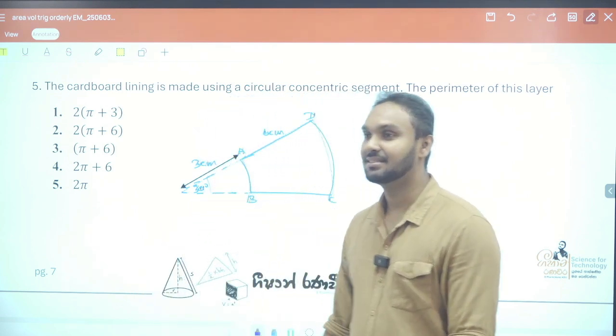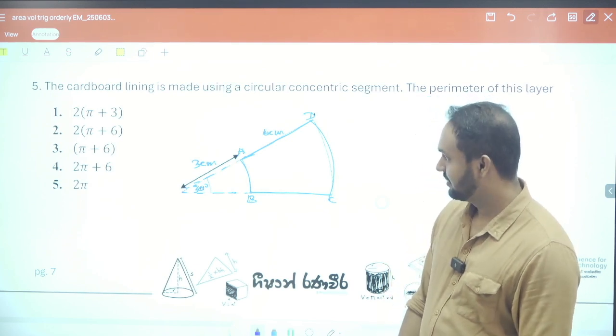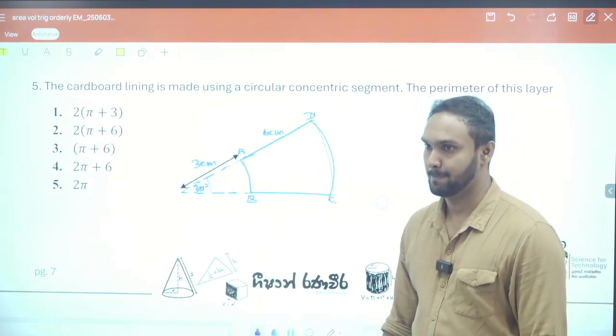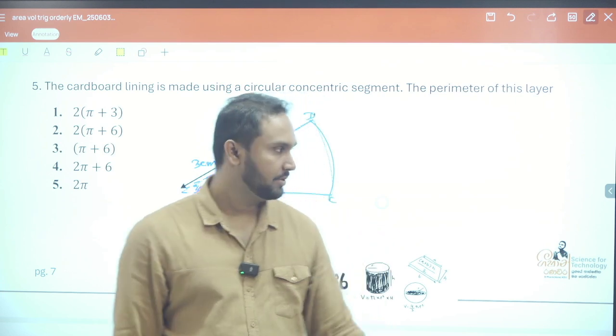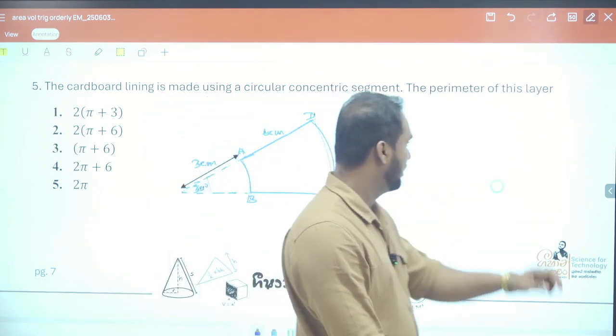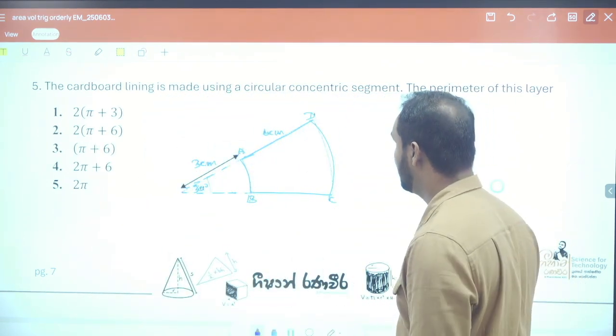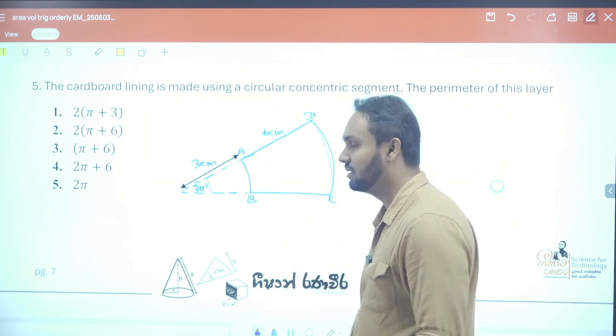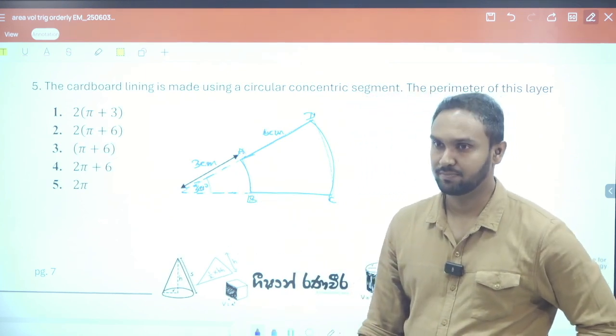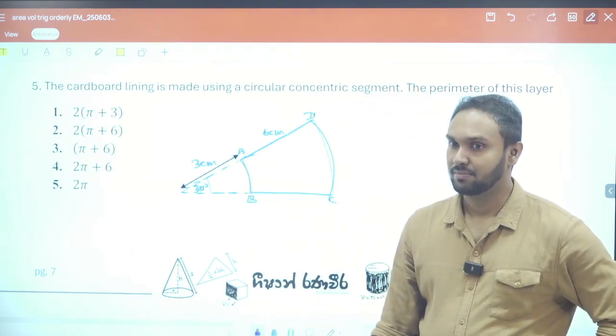Right. What is the answer? Shall I do it? So, how are you going to find the arc length here? How do you find the AB arc length? What is the formula?